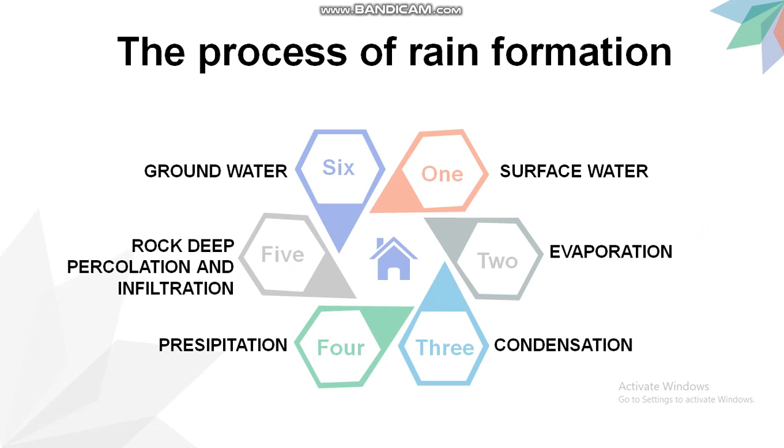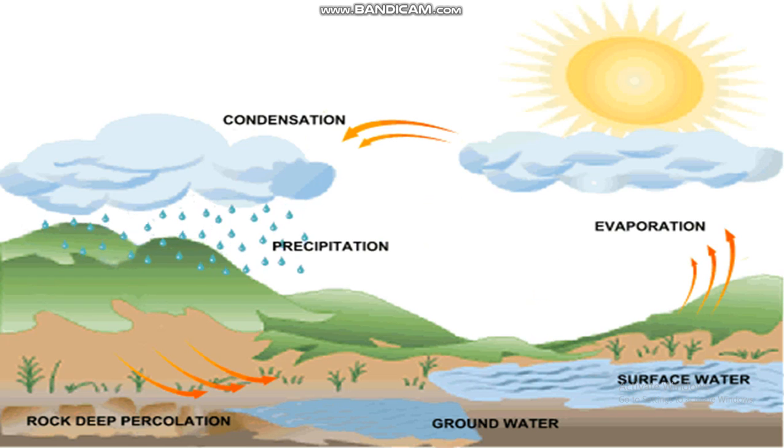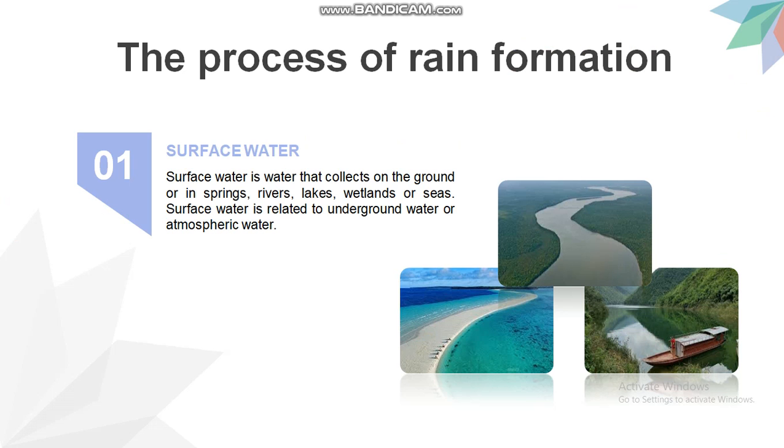The process of rain formation: 1. Surface water, 2. Evaporation, 3. Condensation, 4. Precipitation, 5. Rock deep percolation and infiltration, and 6. Groundwater. This is a picture of the process of forming rain. It begins with evaporation from surface water, then condensation and precipitation occur.